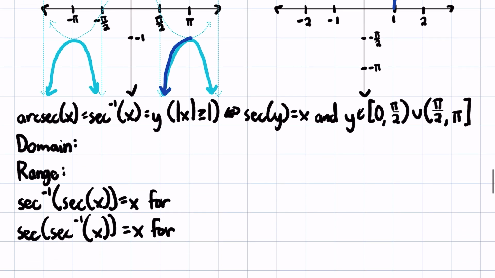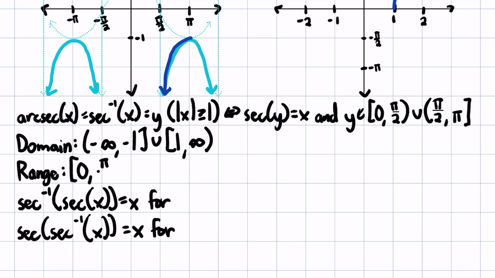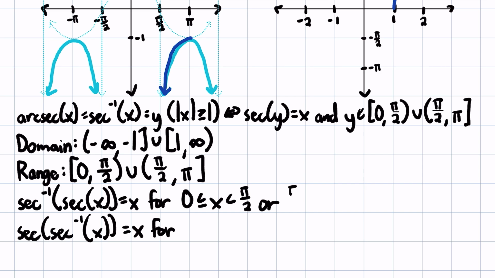So here are our rules. The domain is going to be from negative infinity to negative 1, and then from 1 to infinity. Our range is going to be from 0 to pi over 2, and then from pi over 2 to pi. Arcsecant and secant cancel out in that direction for x in the range. And then they cancel out the other way. Secant cancels out arcsecant for x in the domain. So x less than or equal to negative 1 or x greater than or equal to 1.